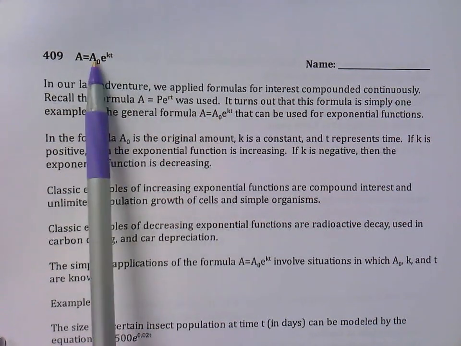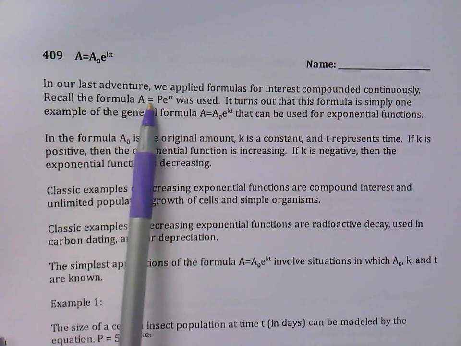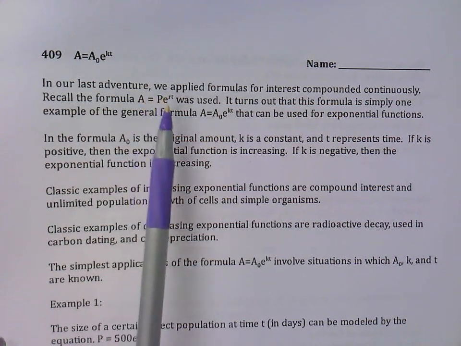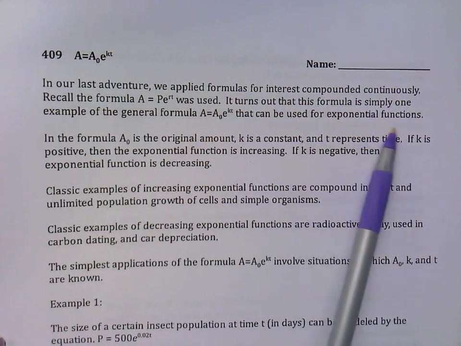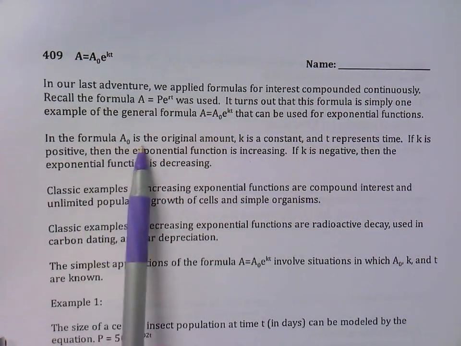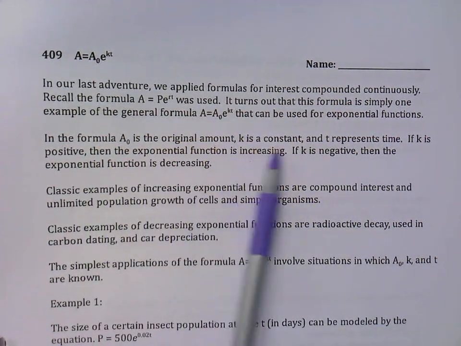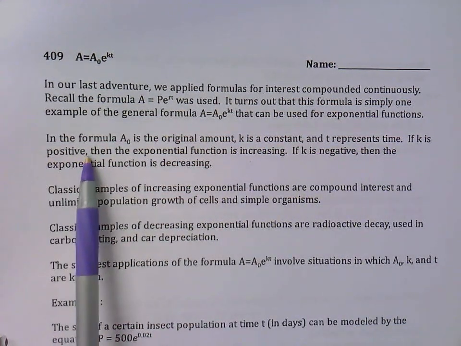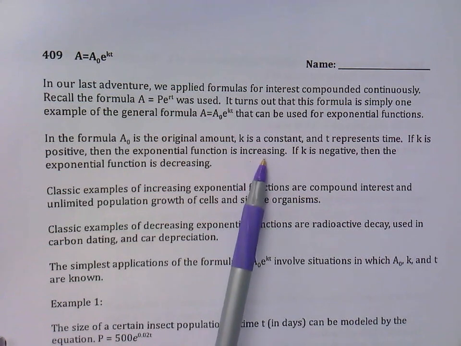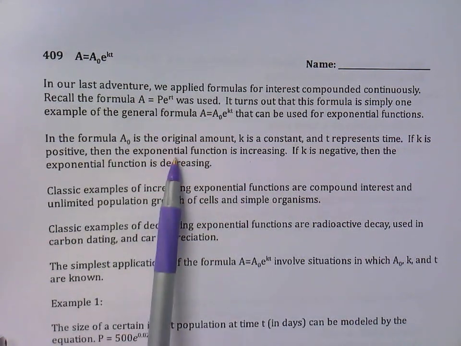So we used P to represent principal. Principal is the initial amount of money. A sub 0 just means initial amount, but it can be used for other exponential functions. So A sub 0 is the original amount, k is a constant, and t is time. If k is positive, then it's an increasing function. If k is negative, then it's a decreasing function.